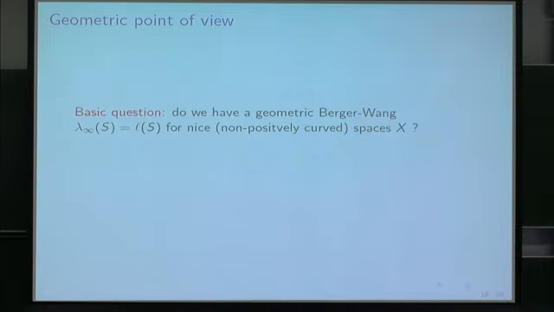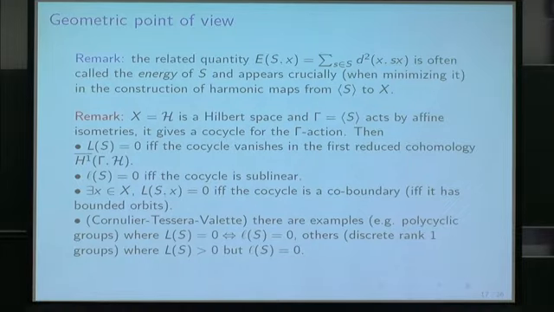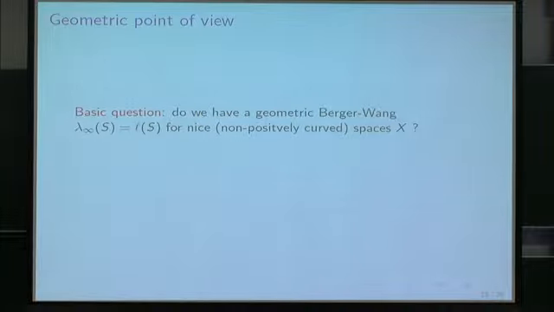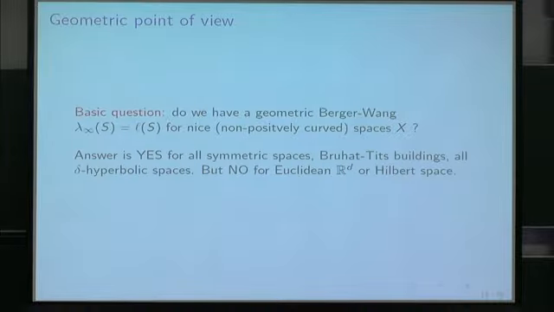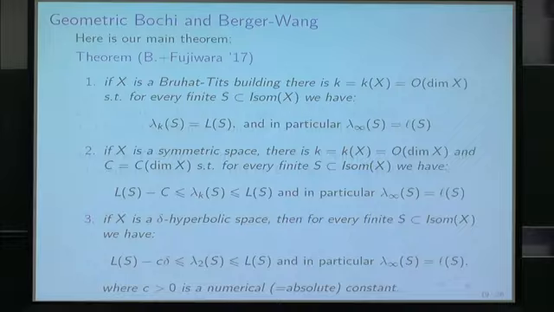So this is the basic question I raised a minute ago. For which spaces do we have equality? And by these examples, you see that these examples somehow show that you don't have equality in the case of flat spaces, in Euclidean space or Hilbert space. So you need some kind of negative curvature, or at least non-positive curvature. And so when do you have equality? So the answer is yes for all symmetric spaces, for all Bruhat-Tits buildings, and all delta-hyperbolic spaces. Okay, but it's no for Hilbert space.